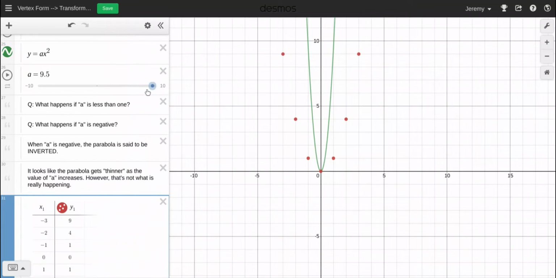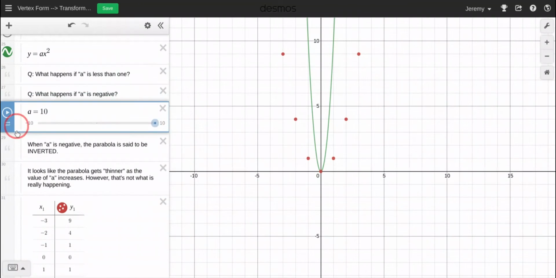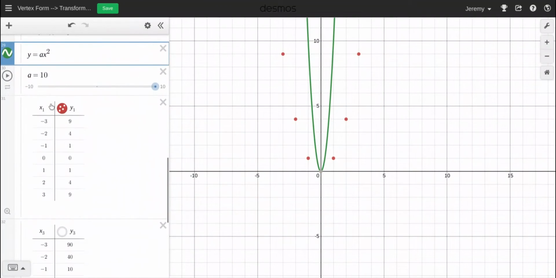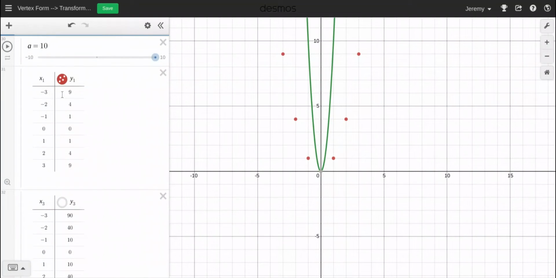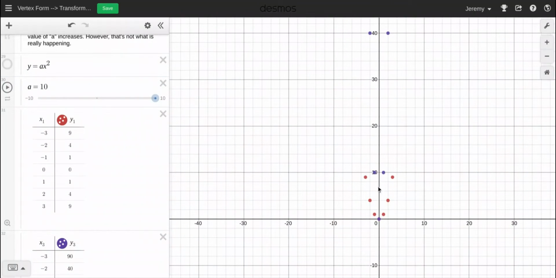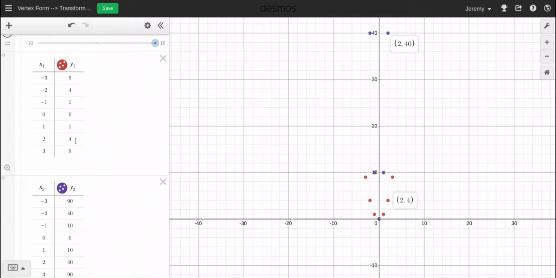But look what happens if we make a equal to, let's say, 10. Let's say we have 10x squared. Well, then this negative 3 squared becoming 9, it'd be 9 times 10, which is 90. So here are the same points. So this point right here, 1, 1, became 1, 10. This point here, 2, 4, became 2, 40. So everything is 10 times bigger. So it didn't get thinner, it got taller.